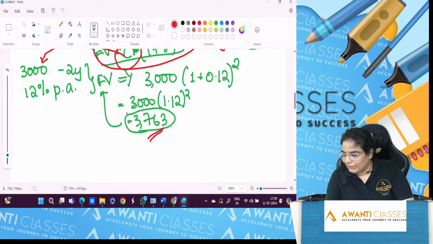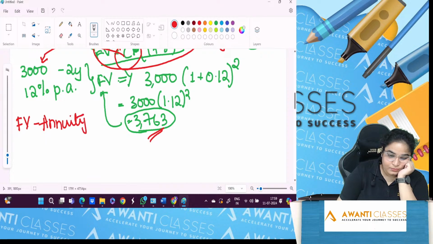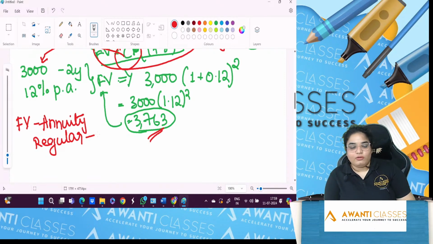Okay, great. Now, then what concept did we see? We saw future value. Now, these two concepts will be common in the next one. This is called future value of annuity regular. Okay, very important topic. Please pay attention. Future value of annuity regular. What does this mean? Let us take an example.